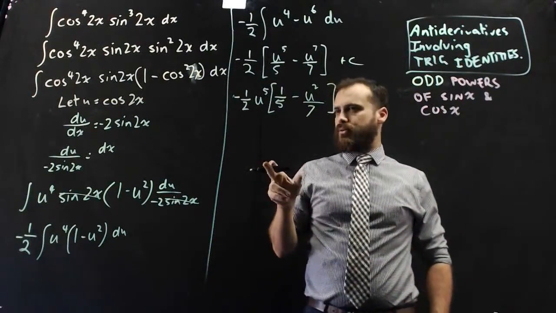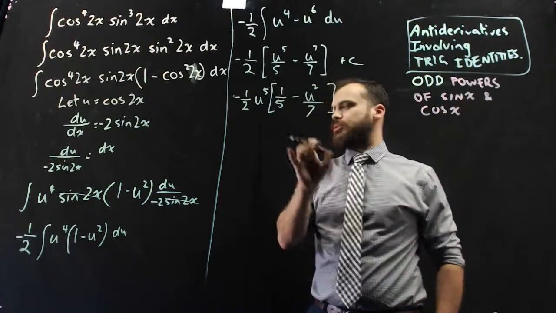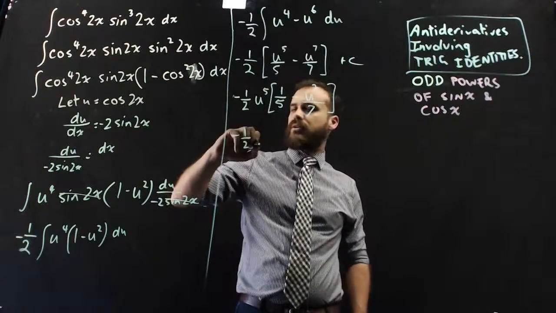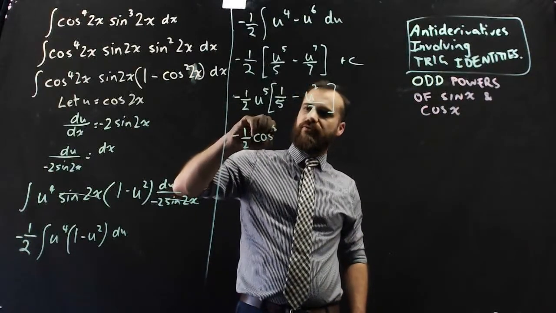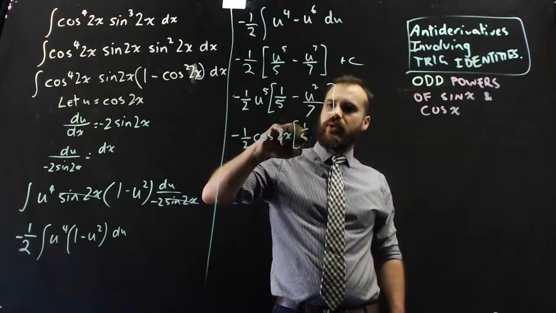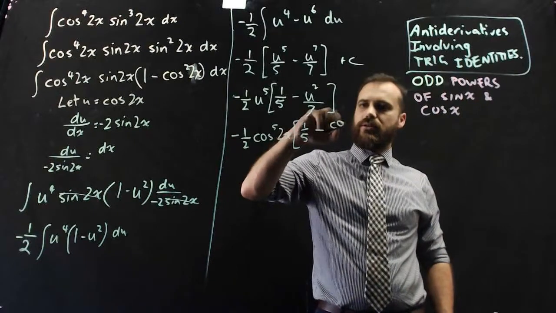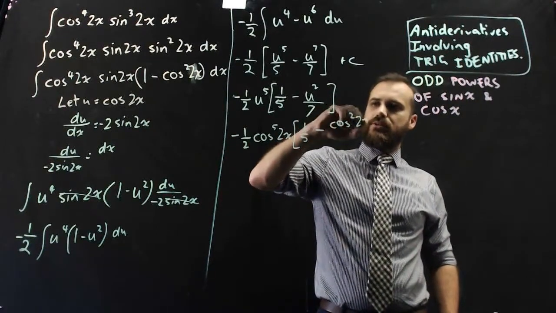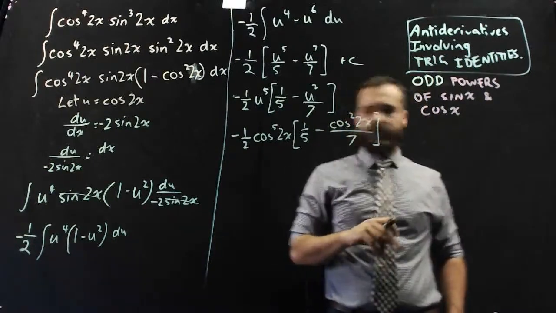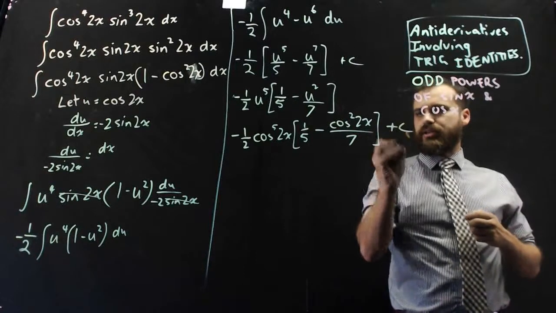And now I'll put back in whatever u was. u was cos 2x. So it's going to be negative 1/2 cos to the 5 2x bracket 1/5 minus cos squared 2x over 7. And then we'll just do a plus c on the end.